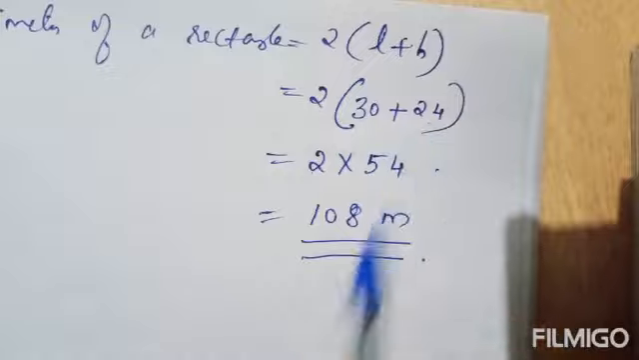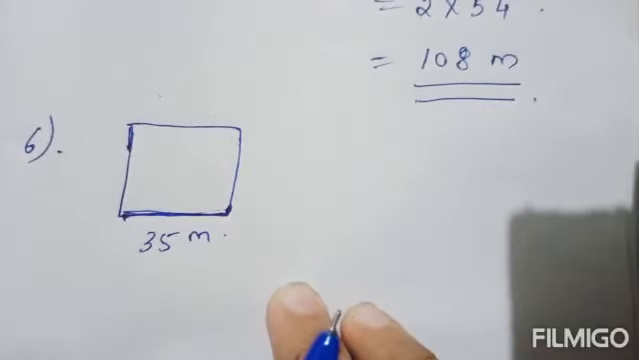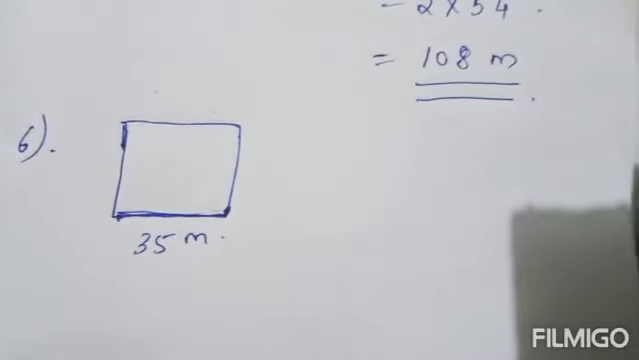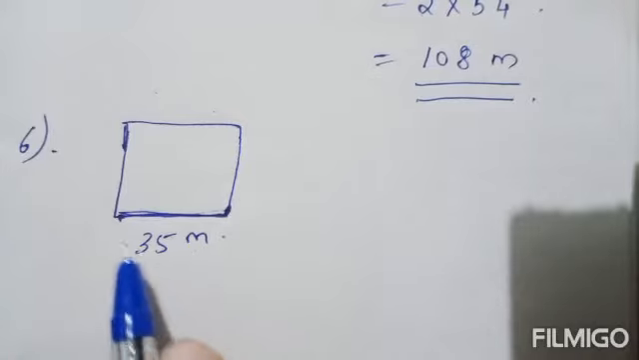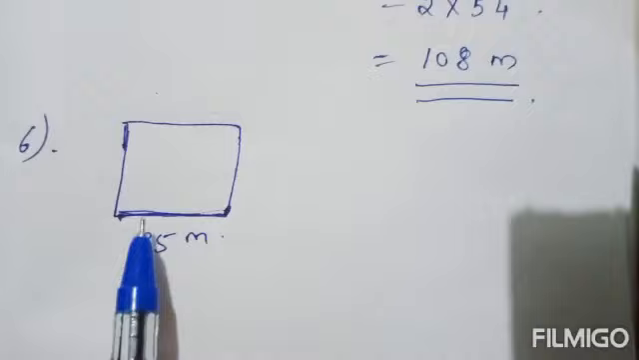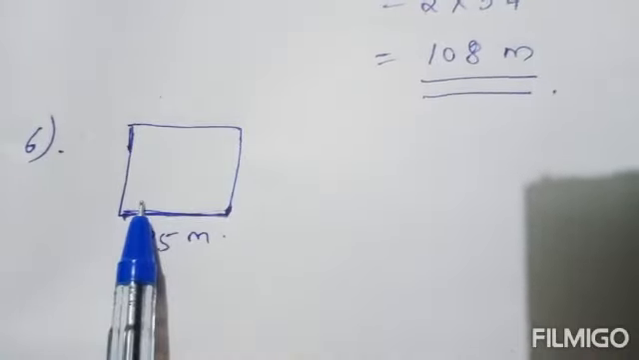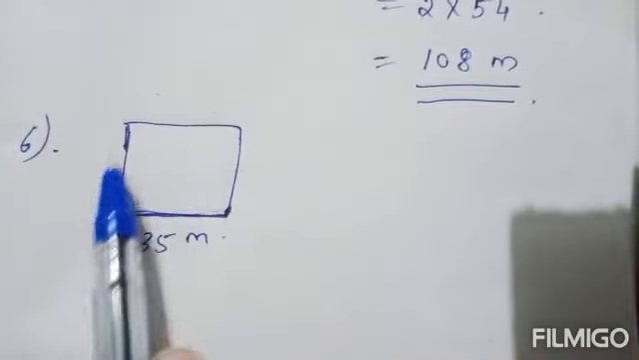Sixth question. The length of a square field is 35 meter. What distance will a man walk in going around it 3 times? So here the length of a square field is given as 35 meter. What does that mean? The side of the square is 35 meter. And you know all sides are equal in length in a square. So this is 35, this is also 35, these sides.